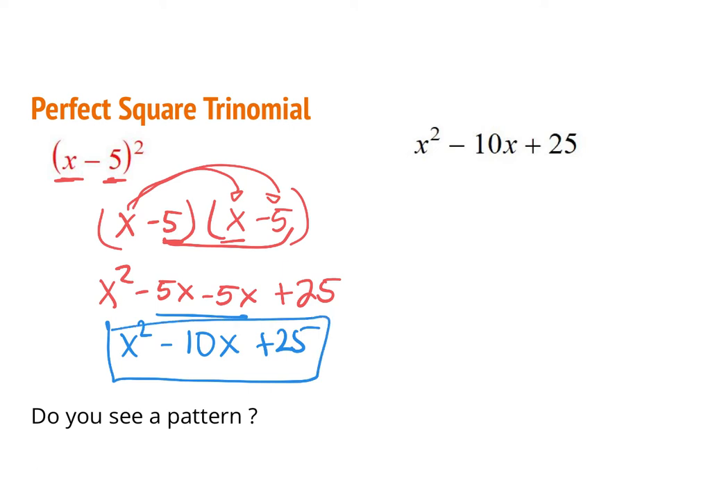So another pattern is developed here because if I'm trying to factor it out, notice that 25 is a perfect square. 5 times itself would give me 25. And if I were to multiply 5 times 2, I would get the 10. So let's look at the formula.